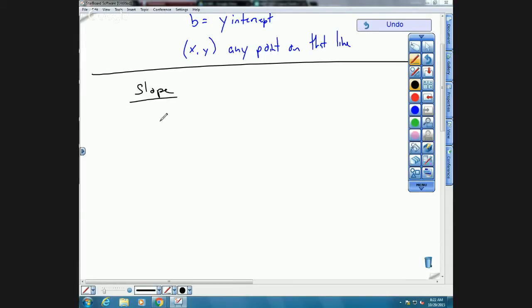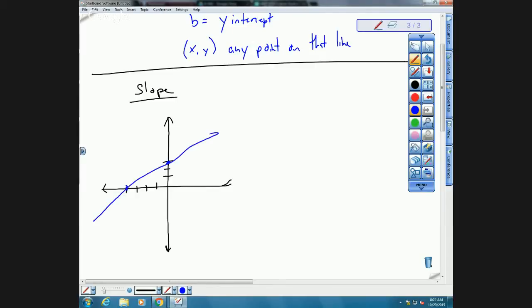Oh, I took away all of it. I cannot draw straight on this computer. Yeah. All right, so slope.